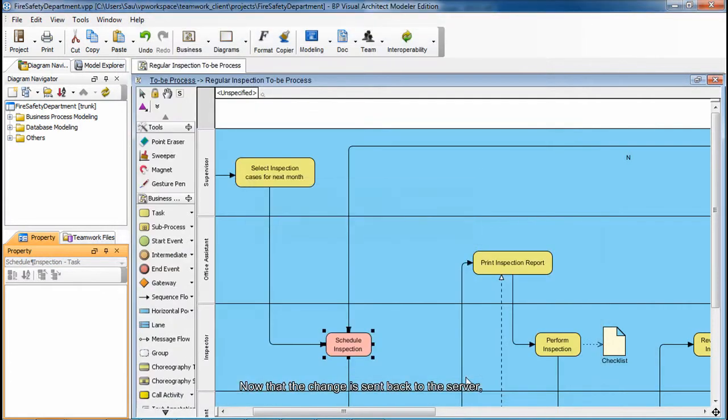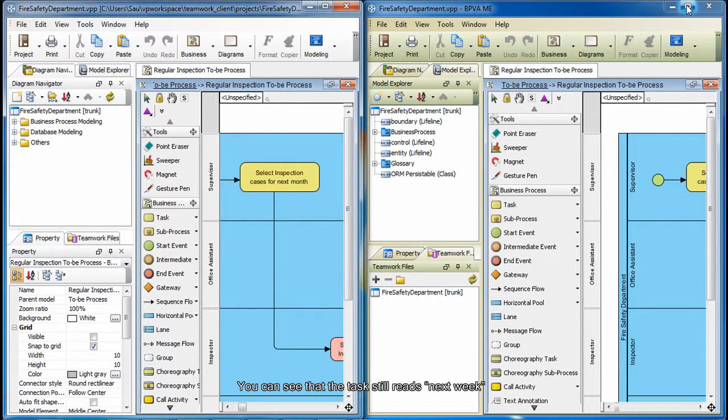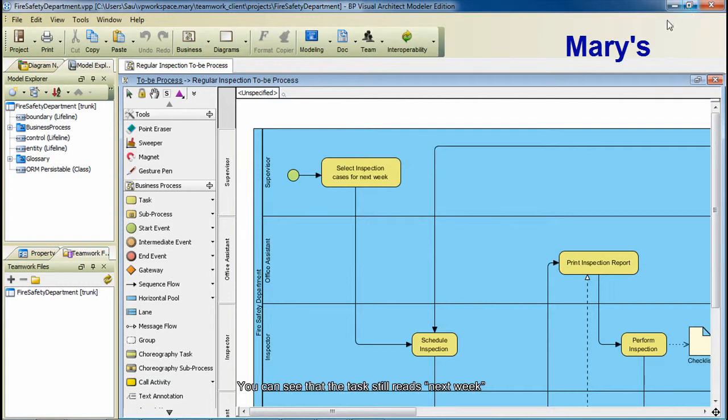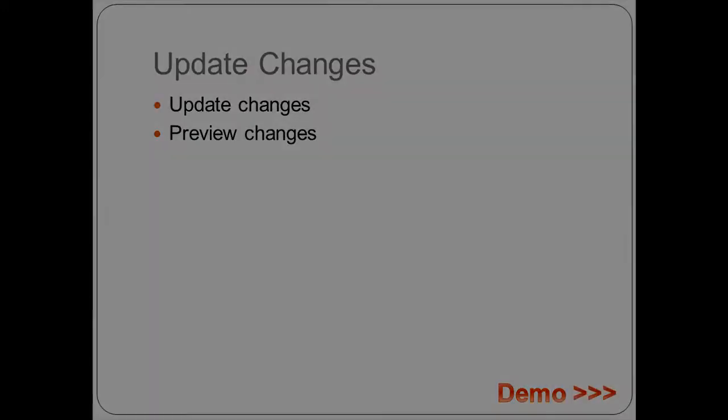Now that the change is sent back to the server, let's go back to the client under Mary's login. You can see that the task still reads next week and the color hasn't changed. It is expected because we haven't done the updating yet. Similar to commit, to update changes, you will select to update a change and have the opportunity to preview changes before actually downloading to the local machine. Let's see how it works.